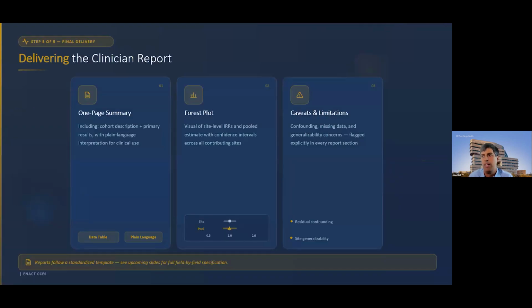That clinician again has a one-page summary that includes the cohort description and the primary results, a plain language interpretation for the clinician to use, and the forest plot so that we can see how all those contributing sites are contributing to the data that's given back to them. And you have the caveats and limitations. So we'll talk about any confounding that was potentially there, any missing data, any generalizability concerns, and those are all flagged in each individual report.